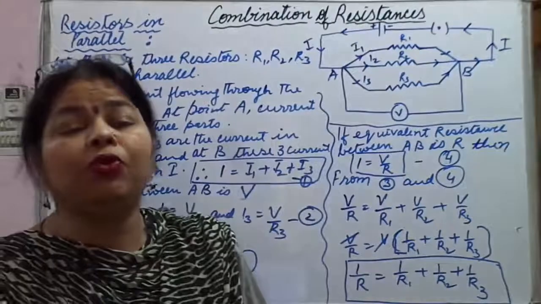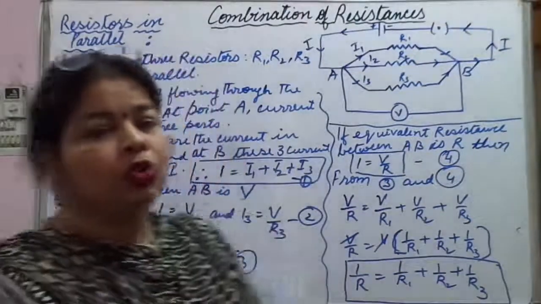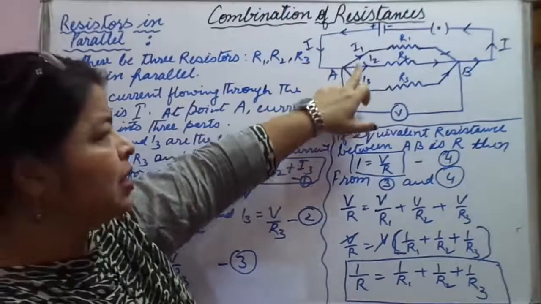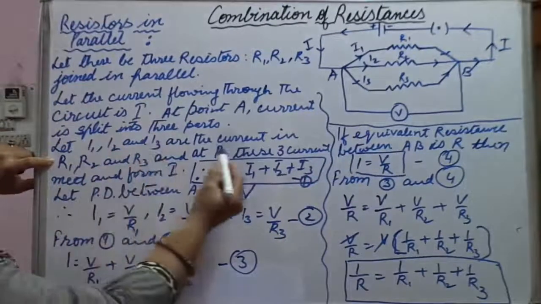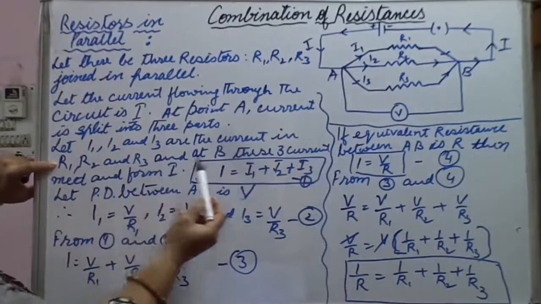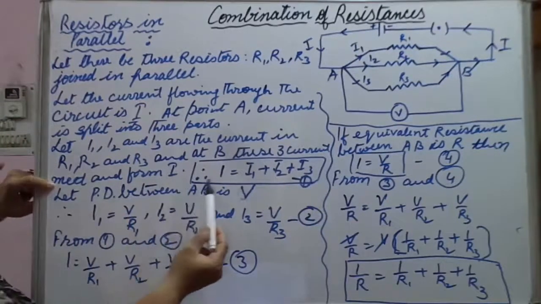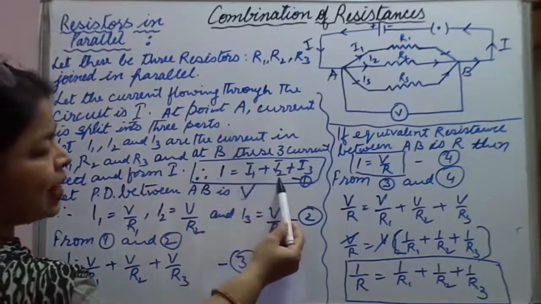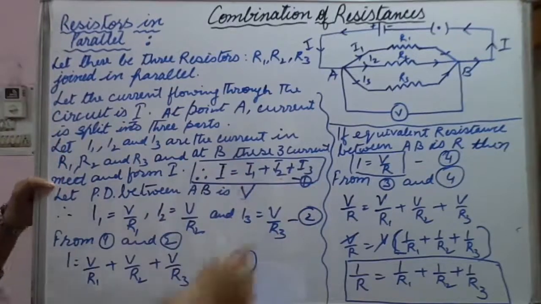So what will be the outcome here? Let I1, I2 and I3 be the currents in R1, R2 and R3. At B these three currents meet and form I. So I is equal to I1 plus I2 plus I3. This is our first equation.